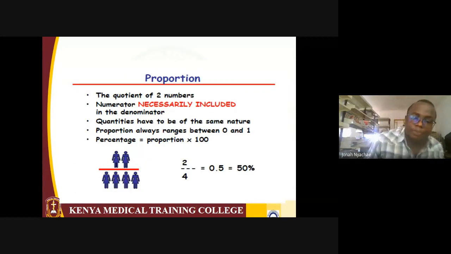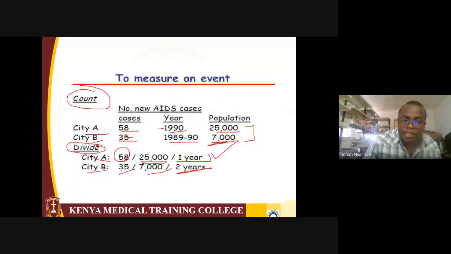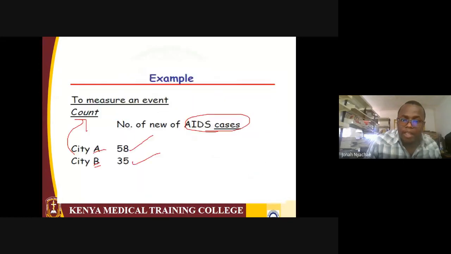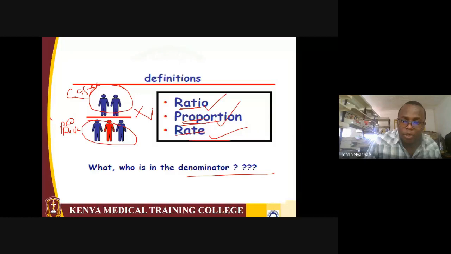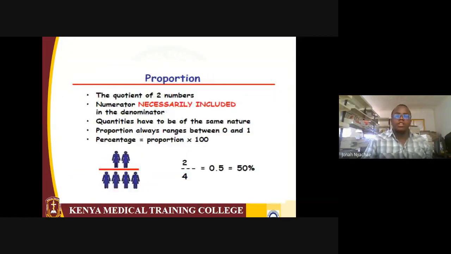The other thing we are talking about is the proportion. So what is a proportion? A proportion is the quotient of two numbers, where the numerator is necessarily included in the denominator, and the quantities have to be of the same nature. This is a difference that you have to note. Remember, in a ratio the quantities are of different nature, but here in a proportion the items are of the same nature.